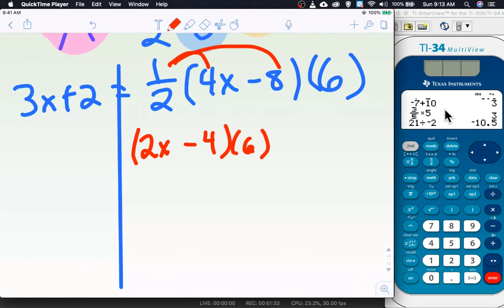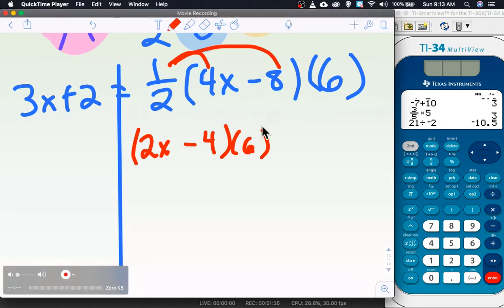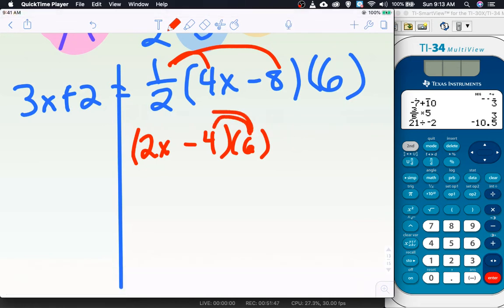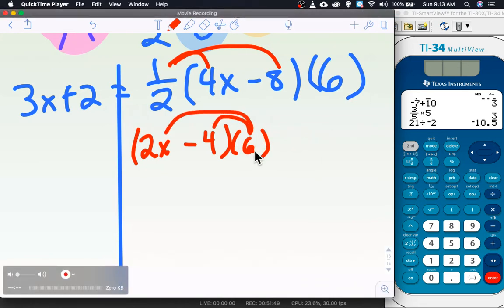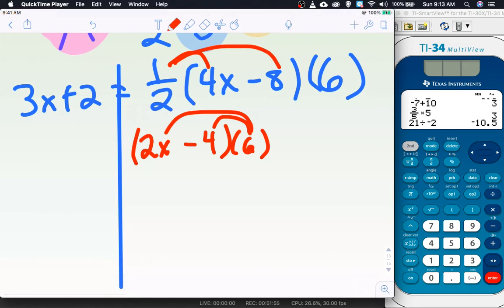Now, I actually still need these parentheses up front here, because even though we did this distribute, we still need to multiply 6 by this whole thing. So I'm going to distribute again. I'm taking the outside number multiplied by everything on the inside. I'm just doing it in the reverse direction this time. So we've got 12x minus 24.